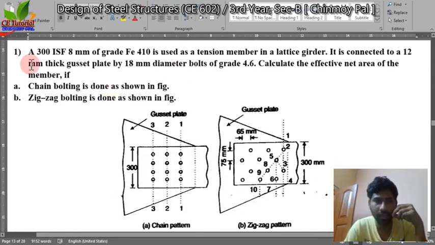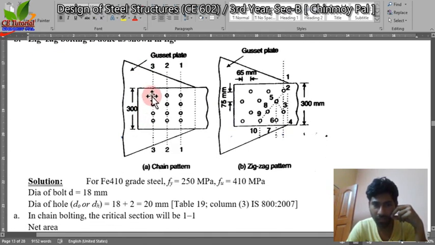The first problem is a 300 ISF 8 mm plate of grade Fe410. This plate is used as a tension member in a lattice girder. It is connected to a 12 mm thick gusset plate by 18 mm diameter bolts of grade 4.6. Calculate the effective net area of the member if chain bolting is done or zigzag bolting is done. This is chain bolting and this is zigzag bolting.